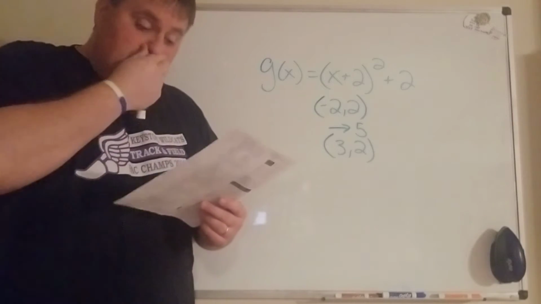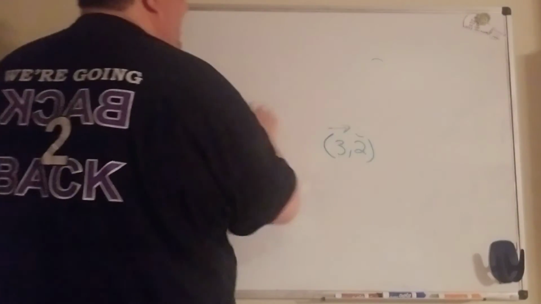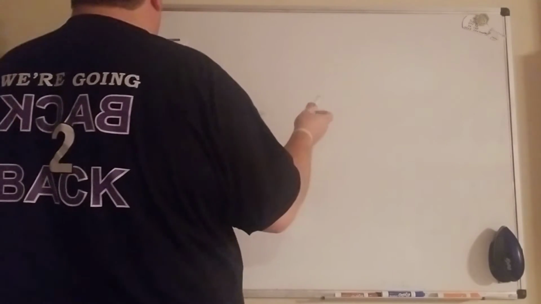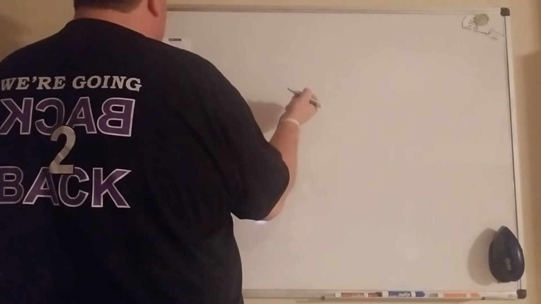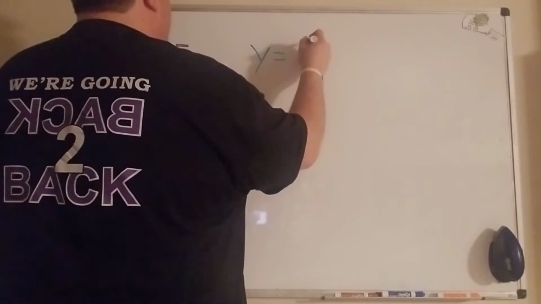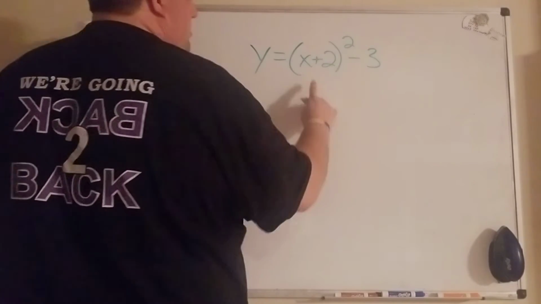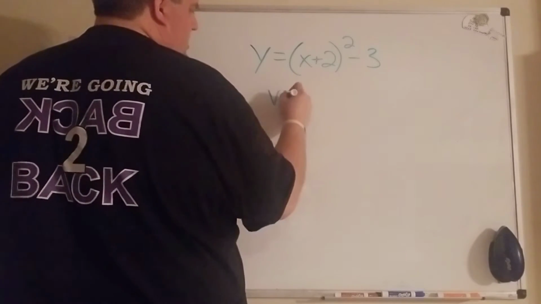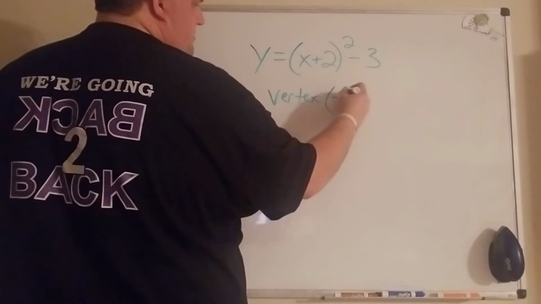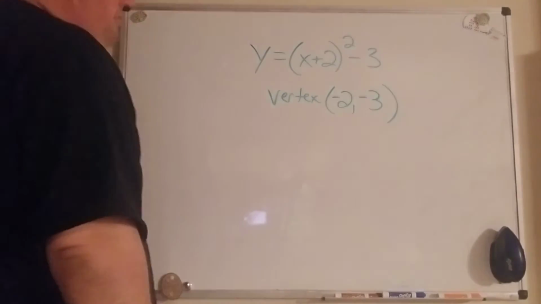Number 8. All right, so now we get to some meat and potatoes here. Number 8, they give it to you in vertex form, and they want to know the vertex, which is easy, and the y-intercept, which is not so easy. So for vertex form, that's easy. This shifted to the left 2, down 3, so it's at -2, -3.